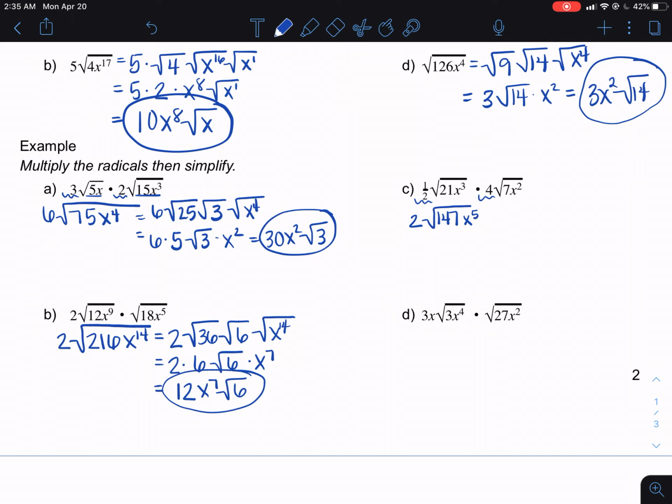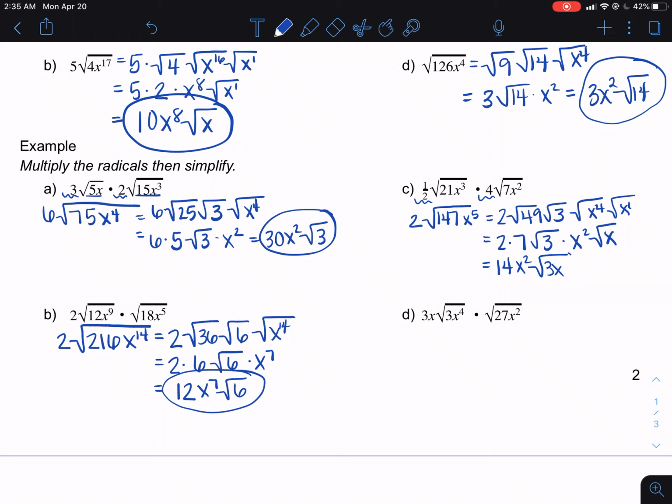All right, so 147, we can break that apart to be the square root of 49 and the square root of 3. And then x to the 5th can be x to the 4th and x to the 1st. So we have 2 times the square root of 49 is 7, times the square root of 3. The square root of x to the 4th is x squared times the square root of x. So simplify or combine what's on the outside. 2 times 7 is 14, x squared times the square root of 3x.